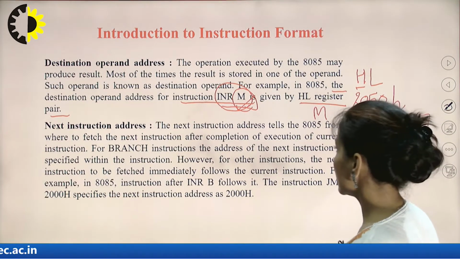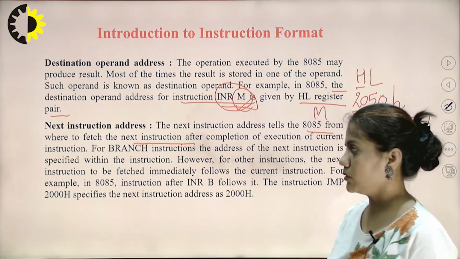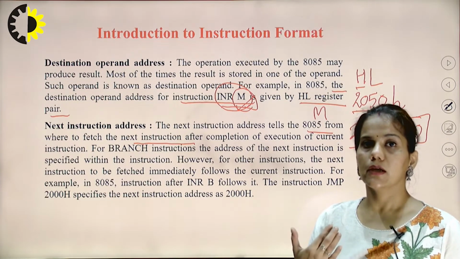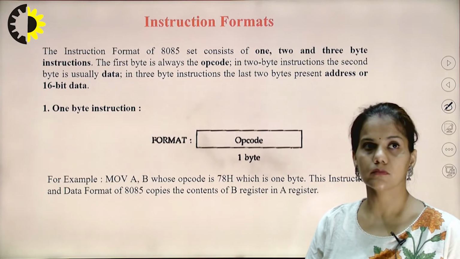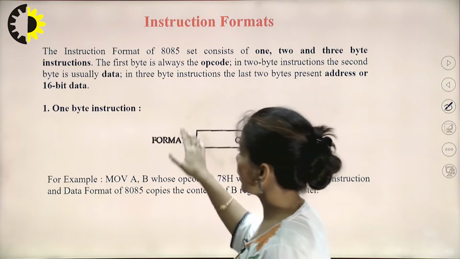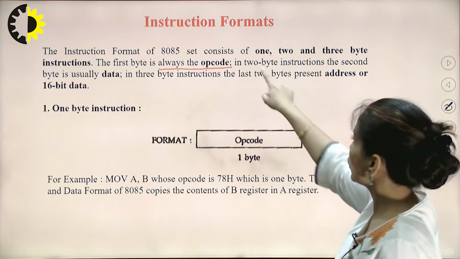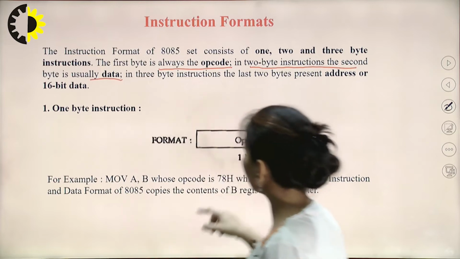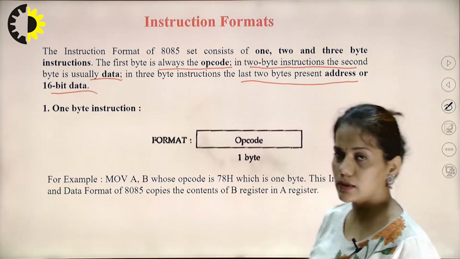Next instruction address tells the 8085 from where to fetch the next instruction after completion of execution. In 8085 or any other microprocessor, the program counter is the register which holds the address of the next instruction. Now we come to instruction formats. There are three types, as I have already told. The first byte is always the opcode; in 2 byte instructions, the second byte is usually data; and in 3 byte instructions, the last 2 bytes present the address or the 16-bit data. So this is the format.